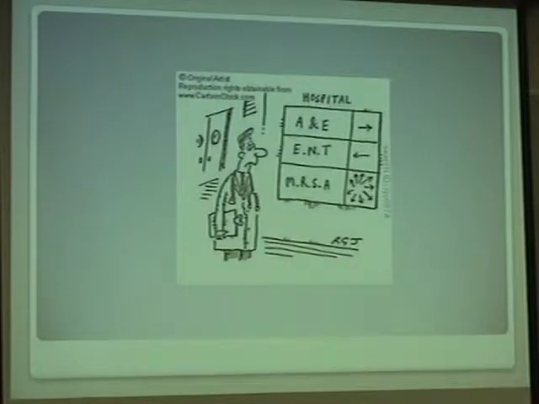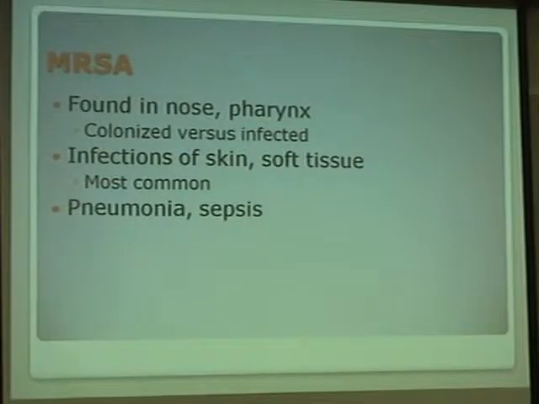Okay, so in the hospital, of course, now we know that we can find MRSA everywhere. So MRSA, this is the MDRO that I'm going to talk about today. And when patients are colonized, this can be found in their nose and pharynx. So therefore, the most common infections we see are skin and soft tissue, so cellulitis. But we also know that MRSA can cause severe pneumonias and sepsis.